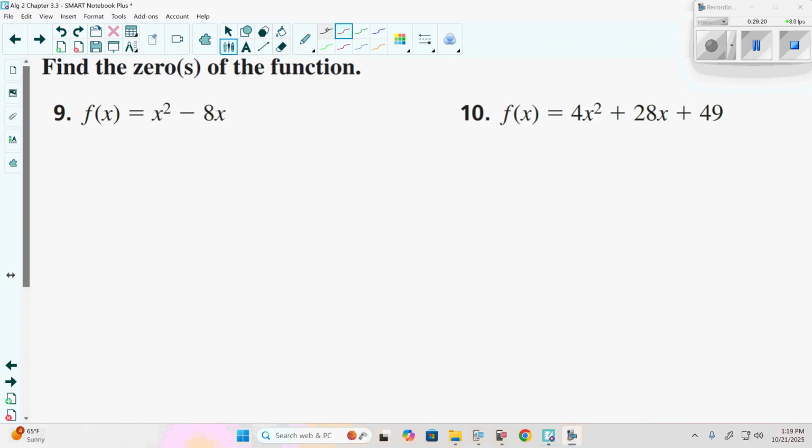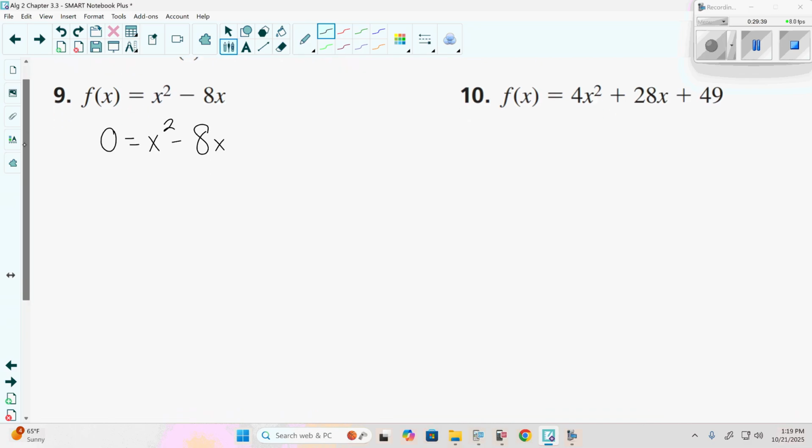Last one we're going to look at is number 9. And again, if we're wanting to find the zeros of the function, we're just wanting to find the values of x that will make this function be 0. We're going to solve it by factoring first, and we'll also see how we would solve it by graphing.